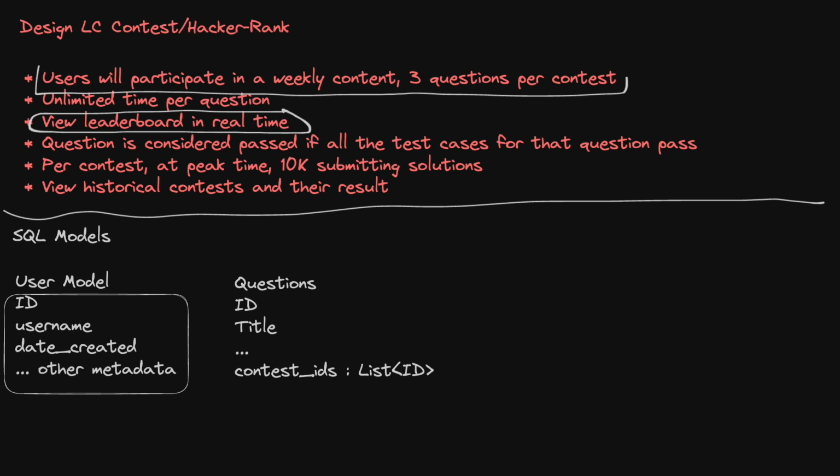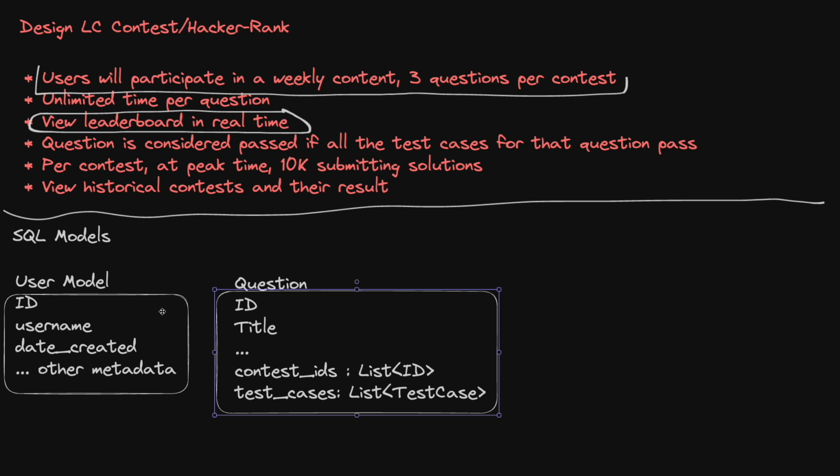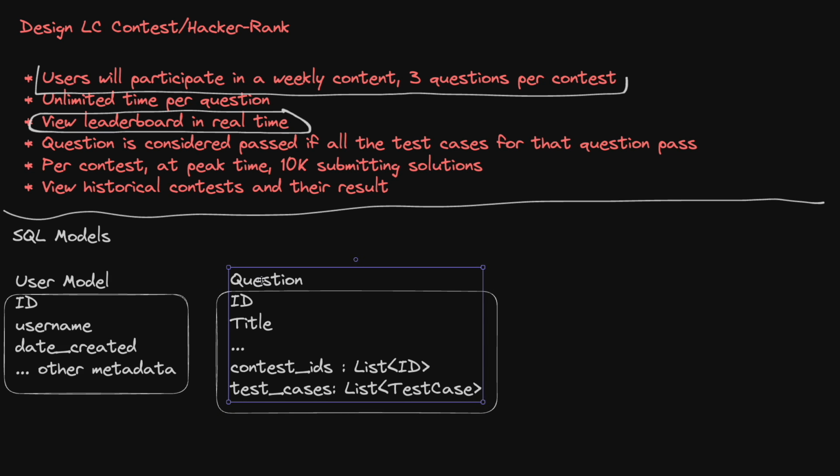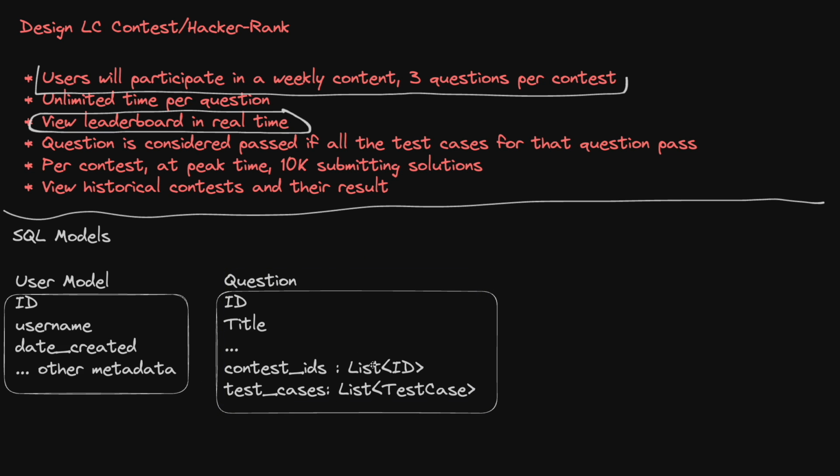Okay, so now we have the contest IDs, and then we also need the test cases for a given question, right? So for a given question, you need to have test cases which are going to run. And test cases is going to be a list of a test case model or object, and we'll define that model in a bit. So we have the question, and you could have other fields in here depending on what your interviewer wants to see. They may probe you to add extra metadata fields here.